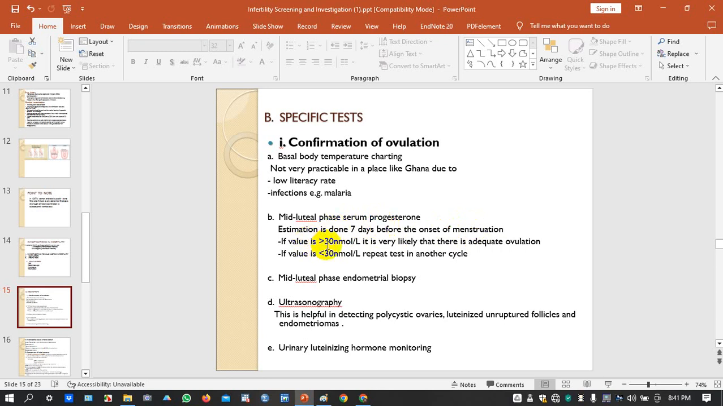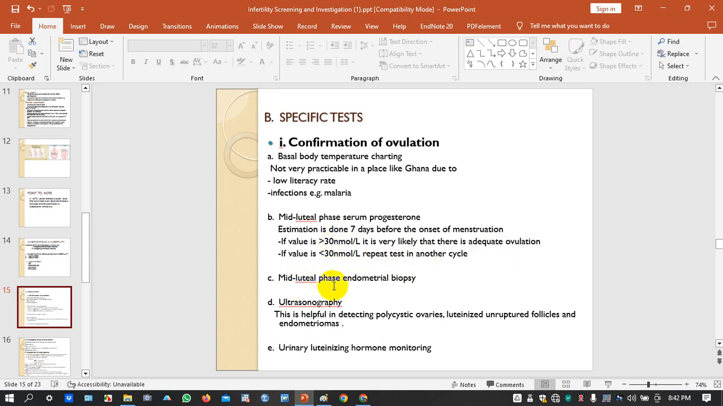So if the value is high, that's above 30 nanomole per liter, it is very likely that there is adequate ovulation. But if the value is lower than 30 nanomole per liter, then we repeat the test in another cycle. Please, this unit can change based on the kind of reagent and the machine we are using.